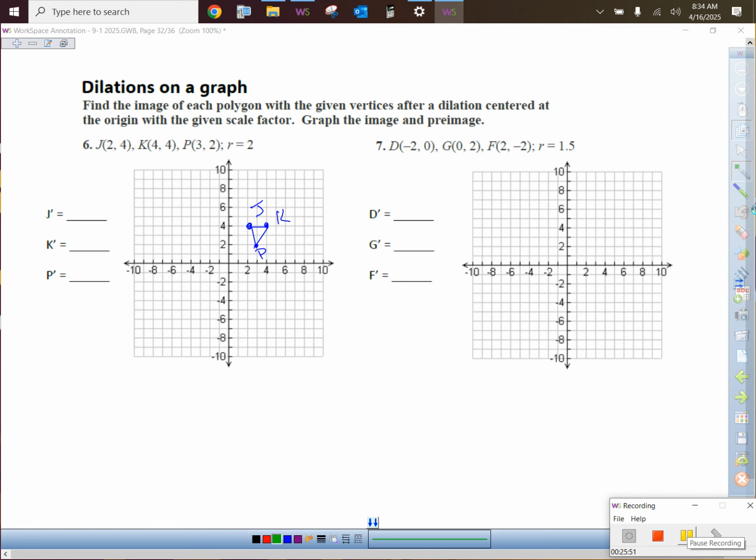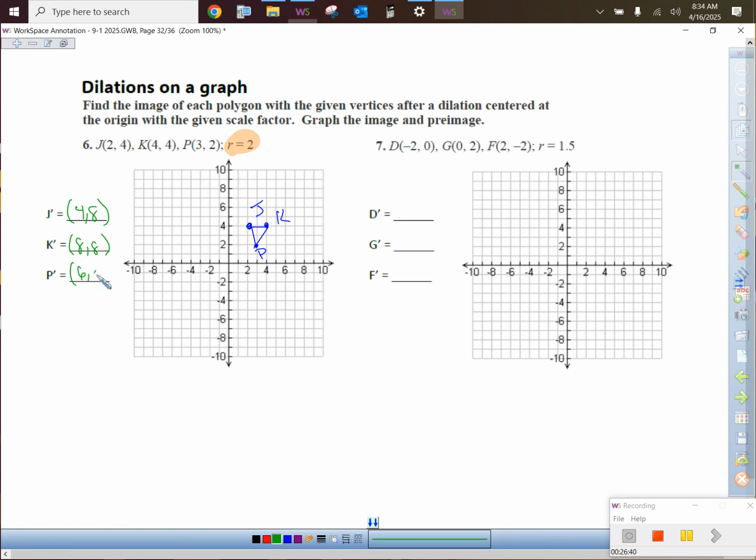They give us a scale factor. They use R for the word ratio, right? There's a ratio of 2 in this case. All that means is take every number in your ordered pair times that guy. We're going to take them times 2. If you need to use a calculator, great. If not, no big deal, but let's do J prime. The X has to be taken times 2, so wouldn't that become a 4? And then the Y has to be taken times 2, an 8. Do you see where I got 4, 8 from? If J is at 2, 4, and it's supposed to get times 2, it would go to 4, 8. See if you can figure out where K prime would be. Check it with mine. And see if you can figure out where P prime should be.